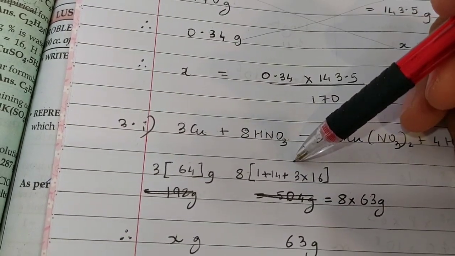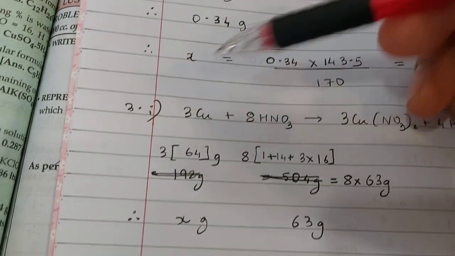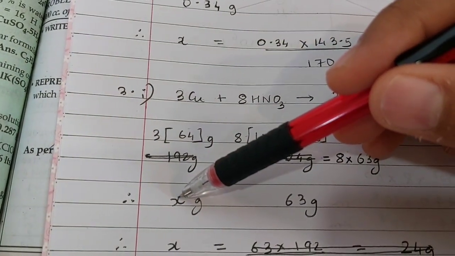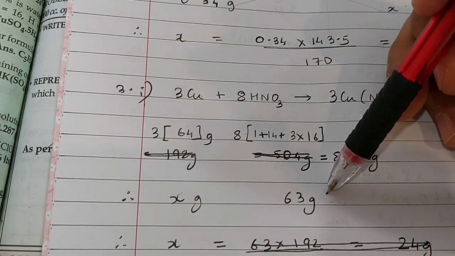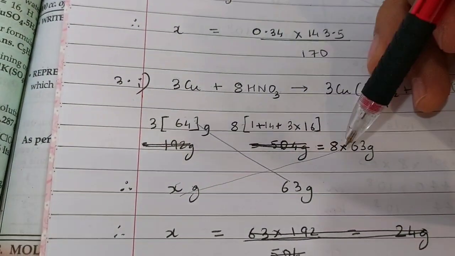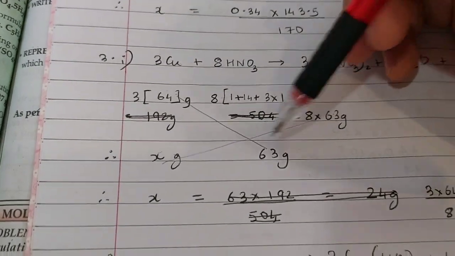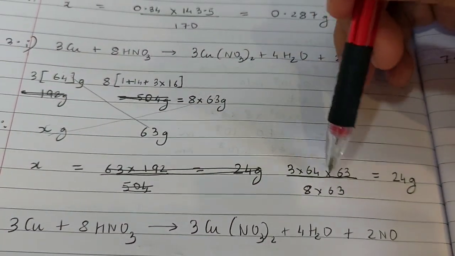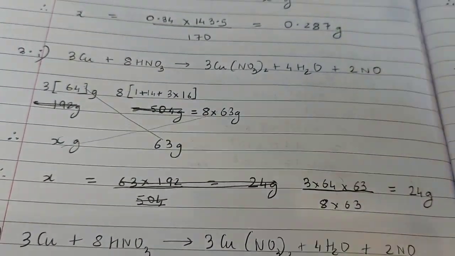That's our data. And the data given in the sum: how many grams of copper will react with 63 gram of nitric acid? So once again, cross multiply. No need to multiply 3 into 64 and 8 into 63 because things might get cancelled. And ultimately the answer is 24 gram.